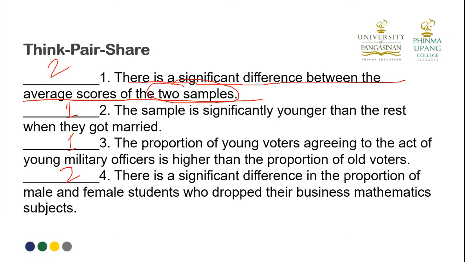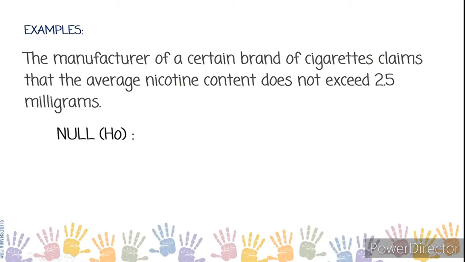Then number no, hindi. The manufacturer of a certain brand of cigarettes claims that the average nicotine content does not exceed 2.5 milligrams. So, gagawin natin dito is express natin siya into null and express natin siya into alternative and then type of test yan. Type of test or hypothesis test. So, kapag translate natin siya into null hypothesis, kunin nyo lang ito, the average nicotine content of cigarettes. Yan. Of cigarettes kasi yung tinutukoy.